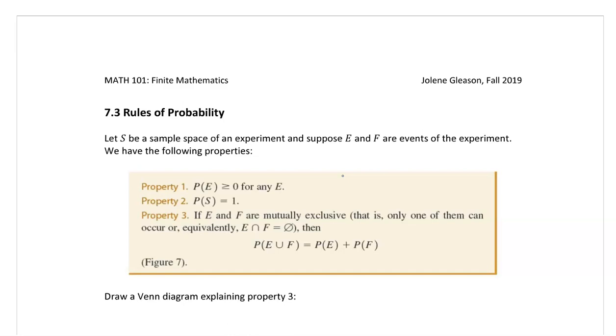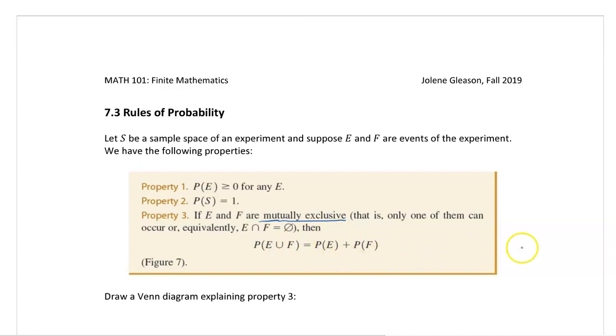And property 3 says that if the events are mutually exclusive, then we can add the probabilities. In the previous lecture, we talked about simple events, that we could take the union of two simple events and add the probabilities. This is just a little more general: if we take any two mutually exclusive events, then we can just add the probabilities. Again, this only holds if the events are mutually exclusive.